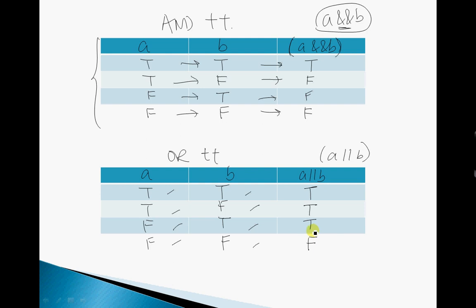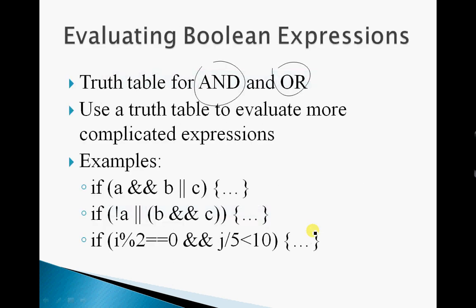Now the truth table, it might be useful for complex expressions. Okay, that's why I noted here: use a truth table to evaluate more complicated expressions. This is an example. How do we know when this expression is true or false in the different situations for A, B, and C?